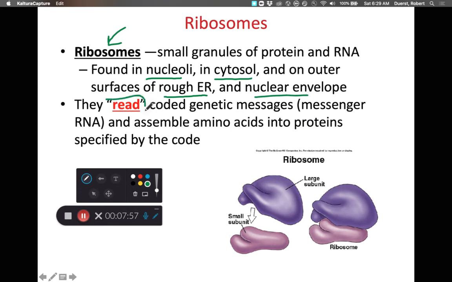Ribosomes read the genetic code. They process the genetic code in the form of messenger RNA, mRNA, and based on the information present in the messenger RNA, they will make little protein molecules. If you put a different messenger RNA into the ribosome, it will make a different protein molecule.